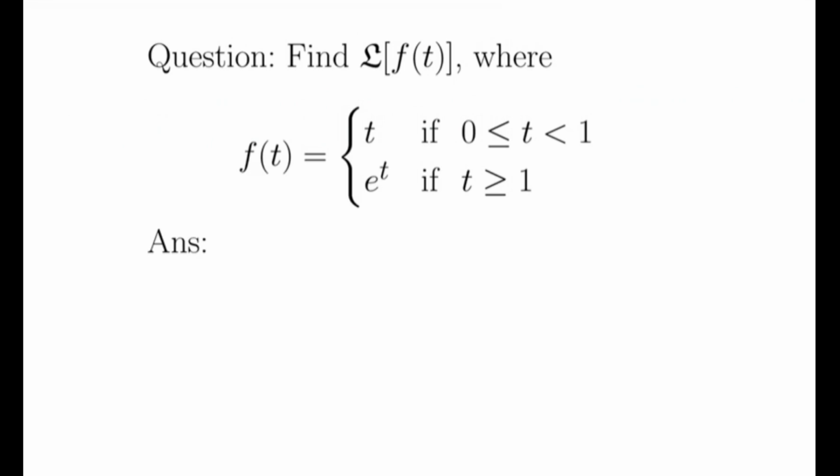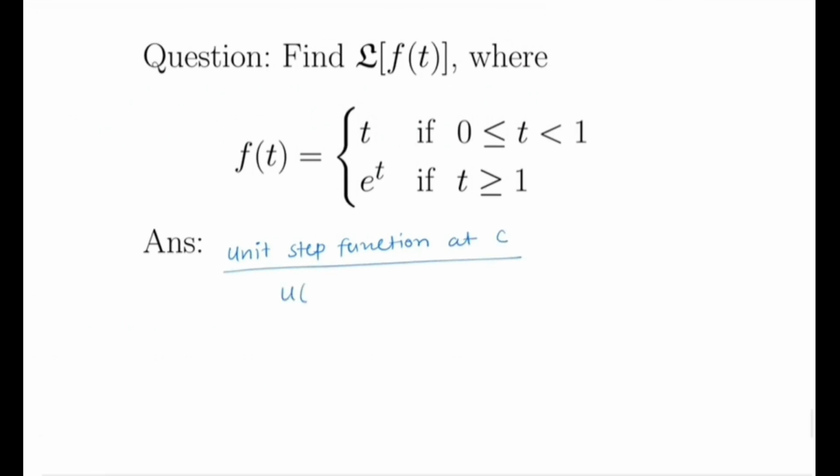So, what is the unit step function? The unit step function at c is defined as u(t minus c) is equal to 1 if t is bigger than or equal to c, and 0 if t is less than c. Now we will write f(t) as a combination of unit step functions.